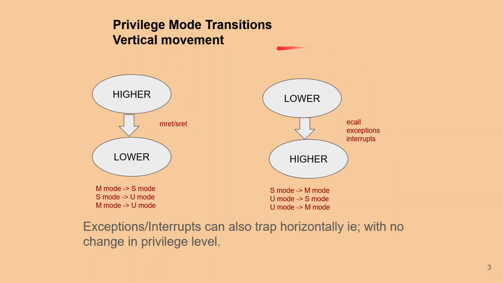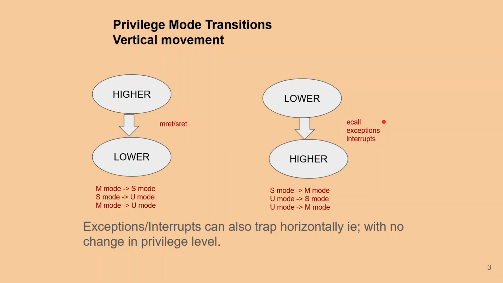Now let's briefly look at the privilege mode transitions. There are two kinds of movements. There is a vertical transition and a horizontal transition. Vertical transitions involve a change in privilege level. On the right-hand side of the screen, we can see a transition from a lower privilege level to a higher privilege level, which is an upward vertical transition.